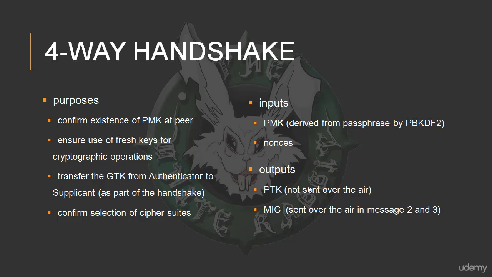As a result of this four-way handshake, we get the pairwise transient key, which is not sent over the air. But at the same time, we also get this MIC, message integrity code, which is sent over the air in messages 2 and 3. So we are going to look at the four-way handshake in more detail in the next video. And we will talk about how the passphrase can be guessed if it's easily guessable.